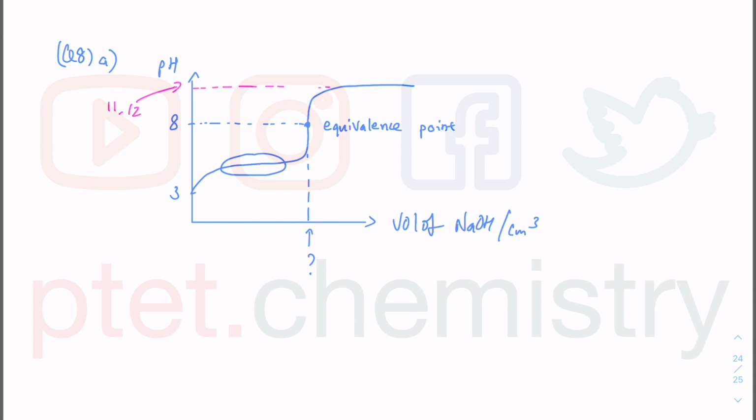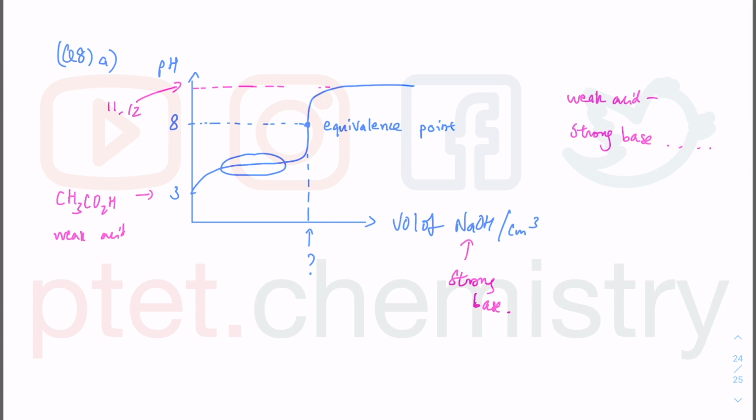I don't know why I didn't think about reading the question. The question says ethanoic acid, so we know that ethanoic acid is a weak acid, and then we have sodium hydroxide, which is a strong base. So this is a weak acid and a strong base titration. You see, sometimes when you try to do something, your brain just goes totally blank.